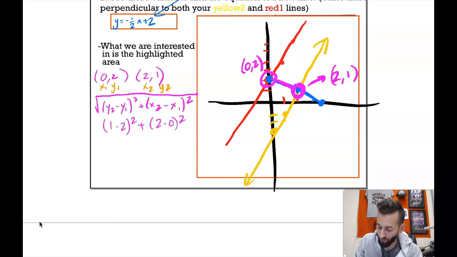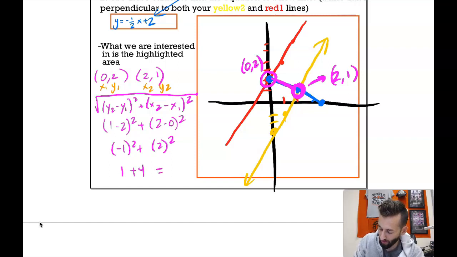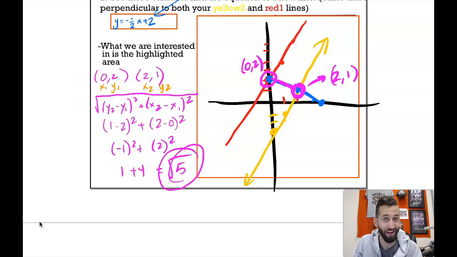Okay. So you end up with -1 squared plus 2 squared, and you end up with 1 plus 4. That's 5, and the square root of 5. We're going to get a lot of square root answers, not nice numbers here. Okay, that's the distance between these two. This is our answer.